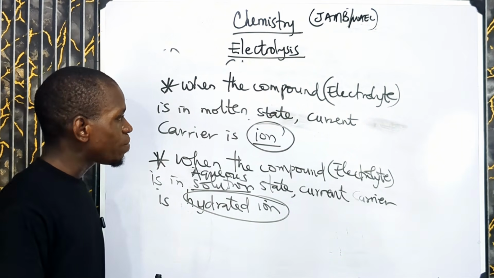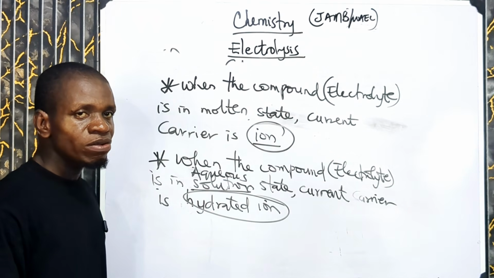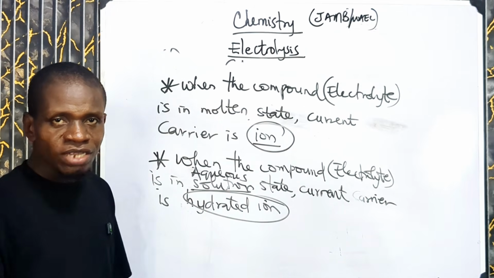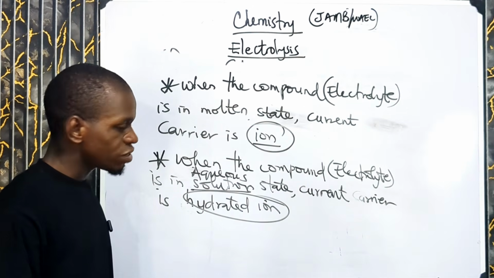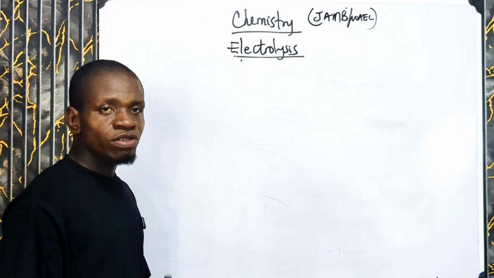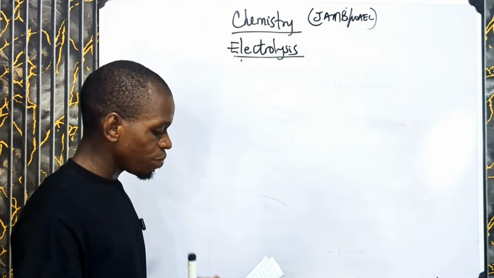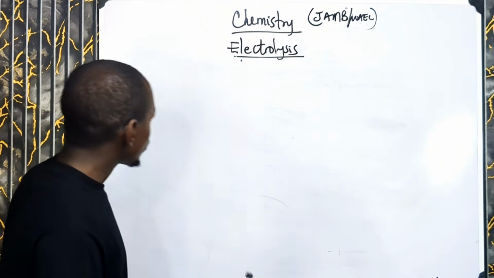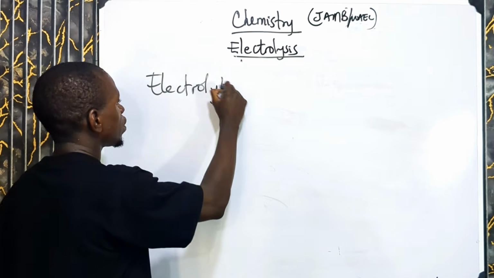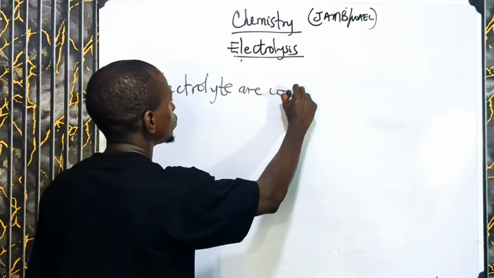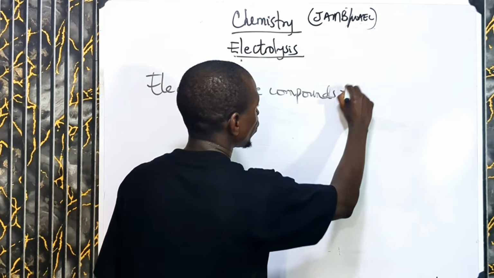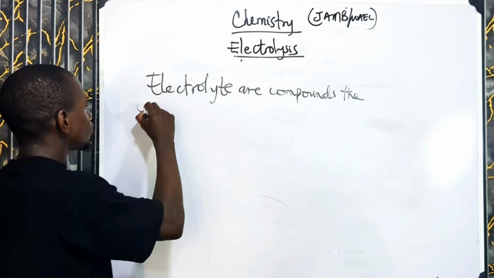Now, the next thing I'm going to talk about is electrolytes and non-electrolytes. We're going to see and know the difference between electrolytes and non-electrolytes. Now, let's start. Electrolytes are compounds that conduct electricity in molten or solution form, and they also decompose.